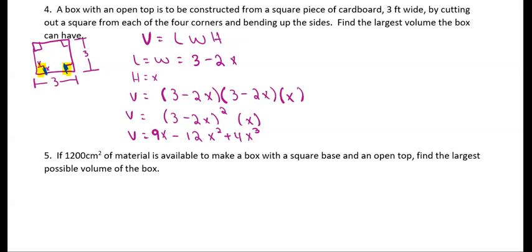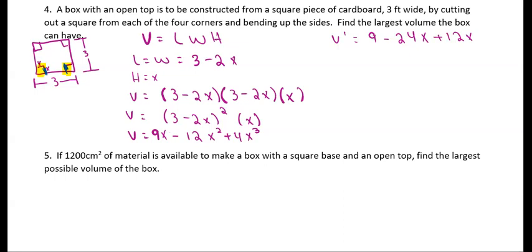Next thing, we need to take our derivative and set it equal to 0. So what is our derivative going to look like? Well, for 9X, the derivative is 9. For 12X squared, bring down your power and subtract 1, so minus 24X. And then 4 times 3 gives us 12.